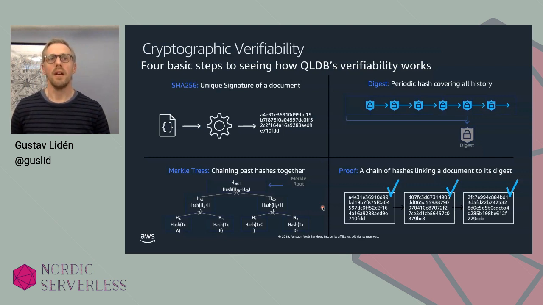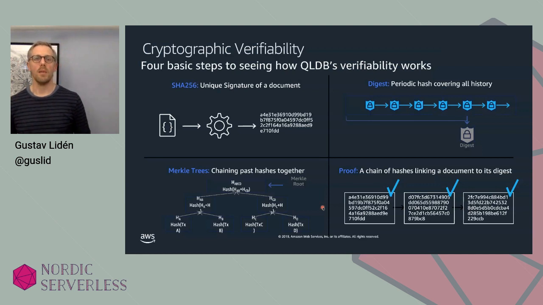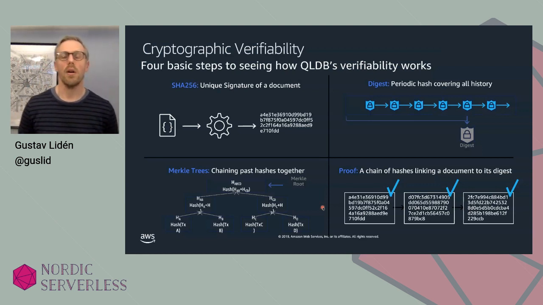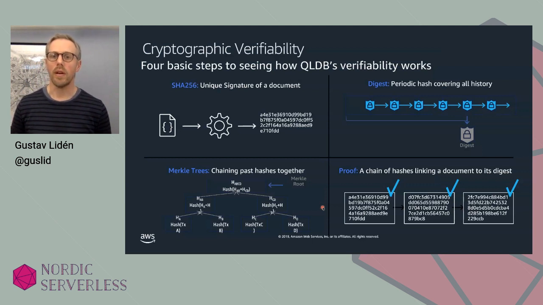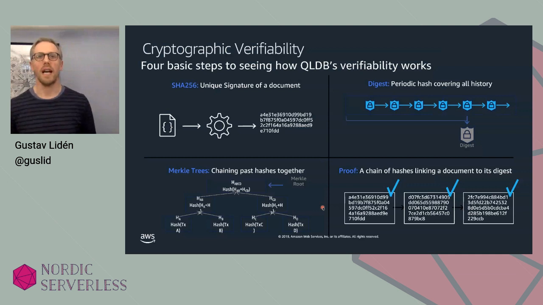This is a very important aspect of QLDB, and what really sets it apart from other databases. It enables you to mathematically prove that data has not been changed, and there's really no way that anybody, even two or three sysadmins in conspiracy at AWS, would be able to change data without it being noticed.